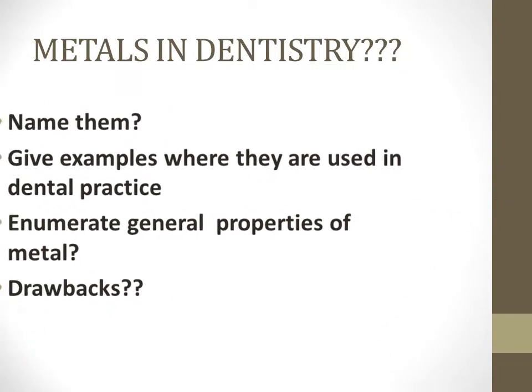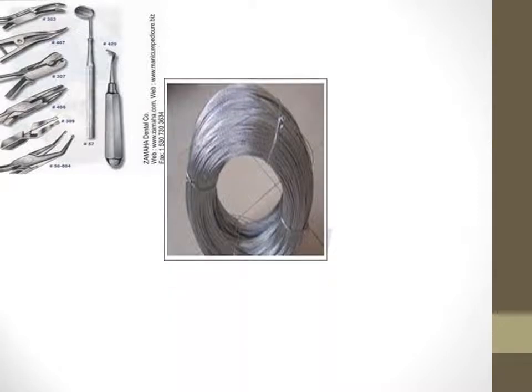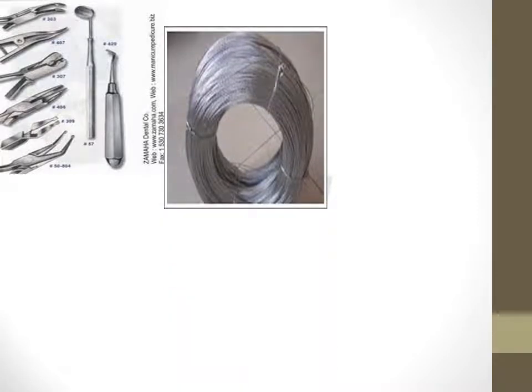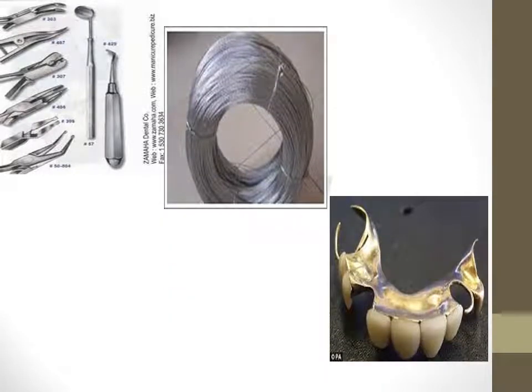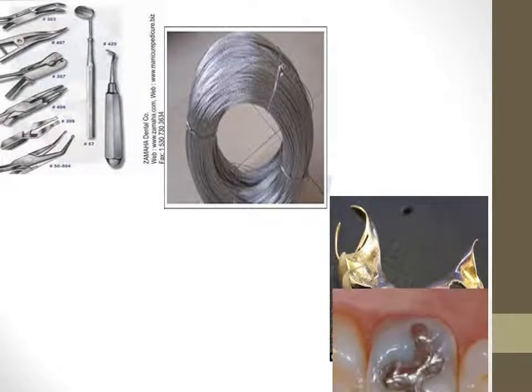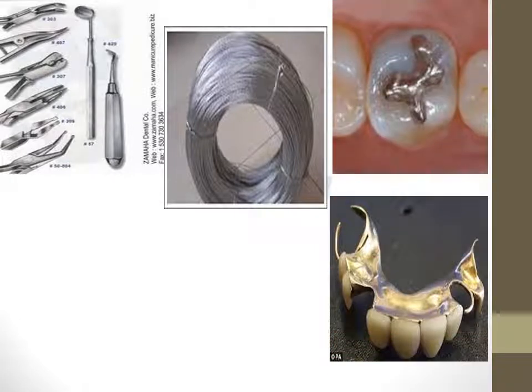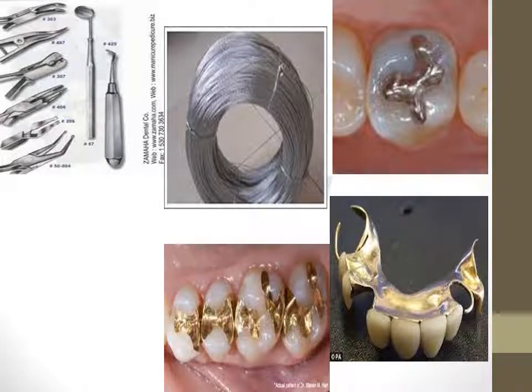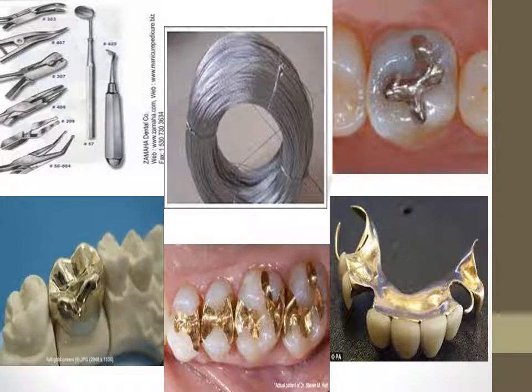So now let's look at the application of certain metals. They are used in various instruments in surgical and dental procedures. They are used in the form of orthodontic wires. They may be used as components of metallic dentures, and they may be used as filling or restorative materials. So they have a lot of application and a wide range of uses in dentistry, and we will be covering all of them basically in the next lecture.